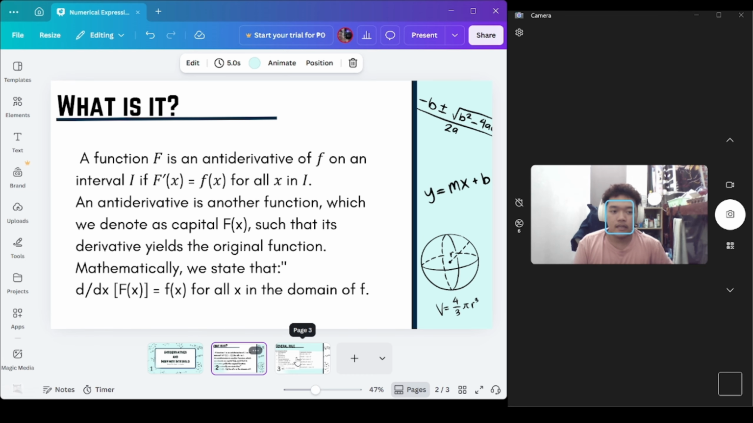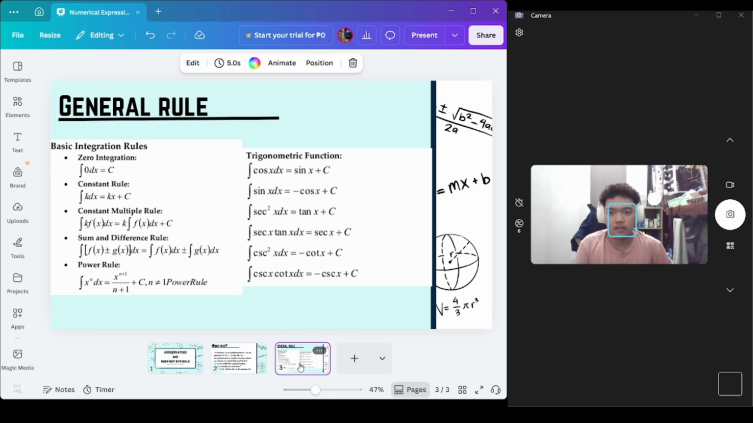So, in antidifferentiation, there is what we call general rules. So, what are these general rules? First is the basic integration rules. Zero integration. So, the integral of zero is equal to c.